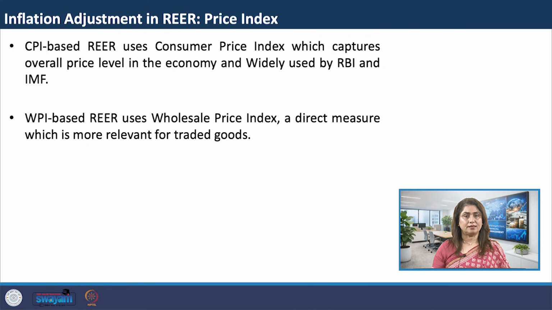For the price index, there are two common choices: CPI based REER, which uses the consumer price index. This is widely used by RBI and the IMF, and it captures the overall price level in the economy. WPI based REER uses the wholesale price index. This is more relevant specifically for traded goods, since trade is largely about goods. WPI can sometimes be a more direct measure.